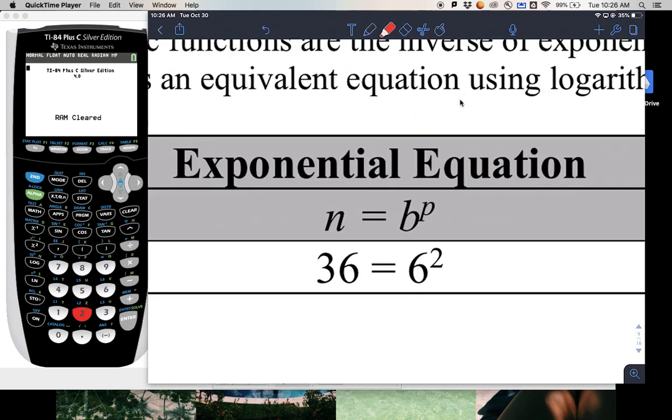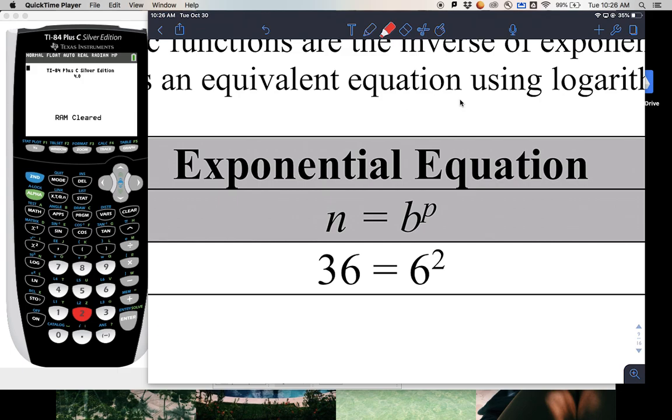So let's look at an exponential equation. We've seen these over the past few days. You usually have some type of number, and if you have an exponential thing going on, you have a base, and then P stands for the power. So you have a base, power, and a number.